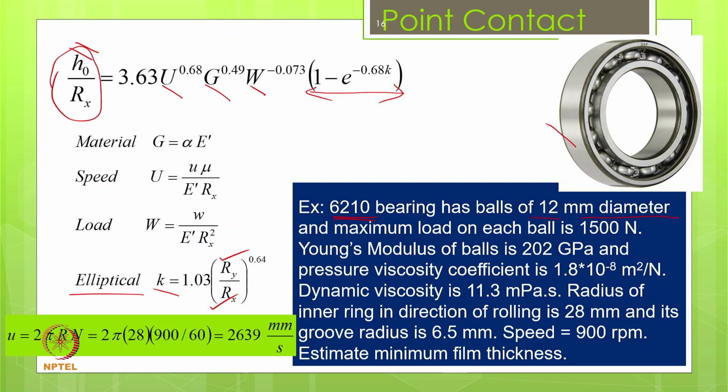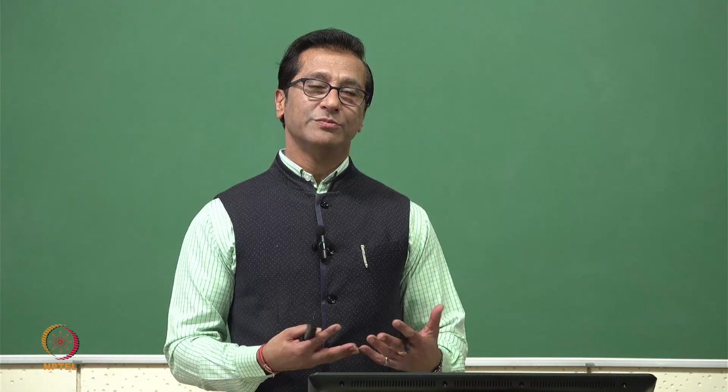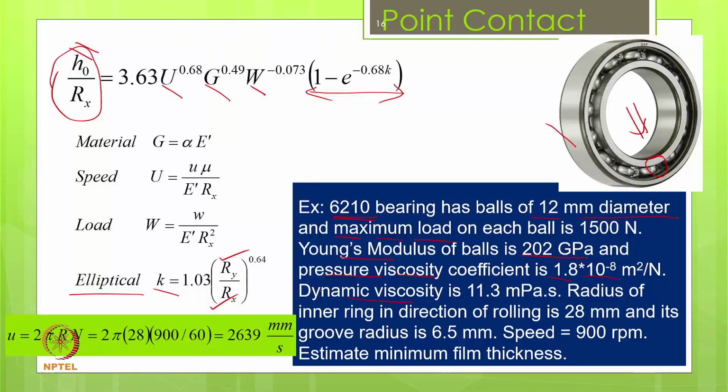Earlier we assumed 10 mm, now here we are assuming 12 mm, and then we say maximum load, because in the radial bearing, if the load is applied, the maximum load will be on the bottom roller which is coming into contact. Now Young's modulus is also given, 202 gigapascal. Pressure viscosity coefficient has been given. Again, we are giving these values for understanding purposes, to check whether whatever we have derived is correct or not. Dynamic viscosity eta 0 has been given.